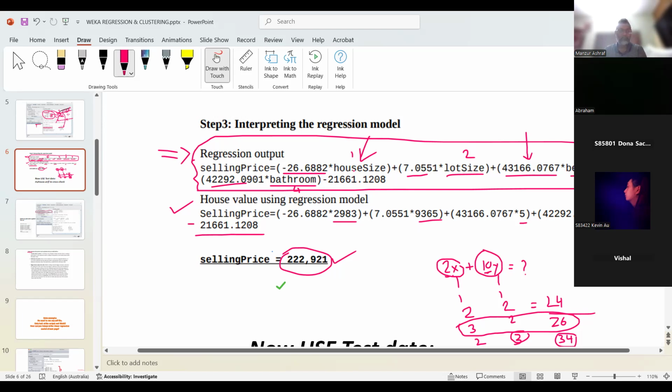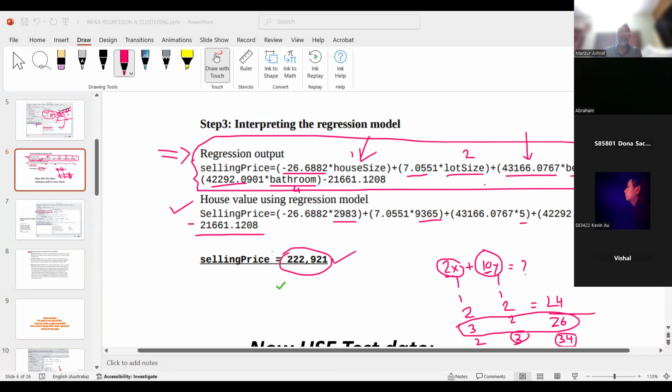Are you with me? This is interesting. It actually indicates that suppose you have a big house size, but your bedroom count is smaller, for example, and bathroom count is smaller, then the price is not that good because of the negative coefficient. I think it's understandable, right, what I'm trying to explain?